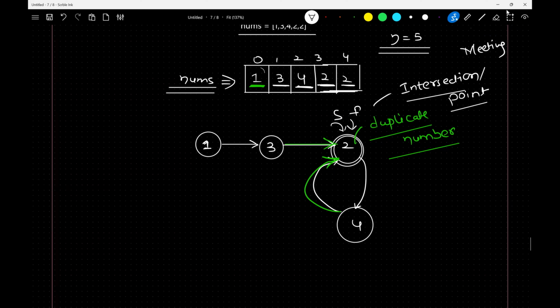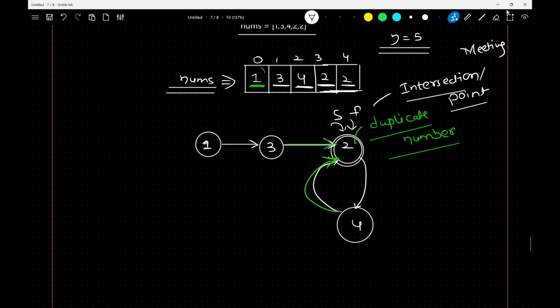So we will be having a slow pointer and a fast pointer. Both are pointing to the value 1. Now, what I'm saying is, slow pointer, only 1 movement. Fast pointer, 2 movements at a time. At any point of time, when they meet, that is the intersection of both of them. So let's see where they will meet.